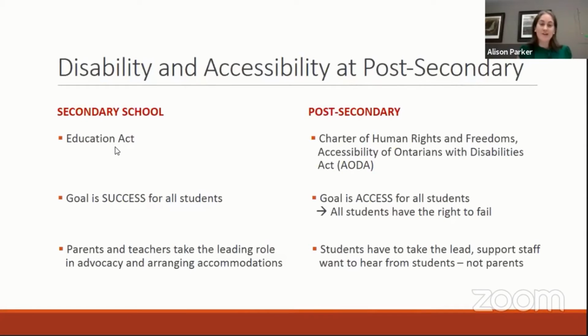Another thing I want to highlight is the shift in responsibility that happens from elementary and secondary over to post-secondary. When we look at high school, generally we see that parents and teachers are the ones taking the lead role in arranging accommodations and advocating for students. Whereas at post-secondary, it's the students that have to take the lead. Specifically, the support staff want to be hearing from the students when there are any problems or questions, and not necessarily from their parents, especially once students turn 18 and there's also a confidentiality requirement.